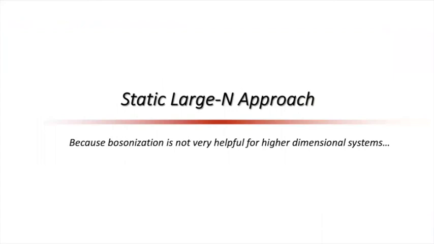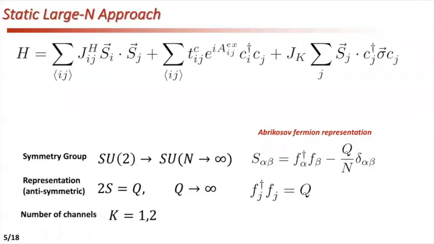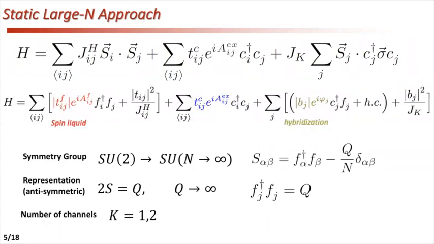Now, we cannot apply bosonization in higher dimensions. So instead of that, I use something we call a large N approximation. In this approximation, I generalize the SU(2) symmetry of the spins to SU(N) and represent the spins by the Abrikosov fermion representation, and then send both N and the size of the spin S to infinity, but keep the ratio constant. Now, that will allow me to write the Hamiltonian in terms of this Lagrangian. So the first term becomes hopping of the f electron.